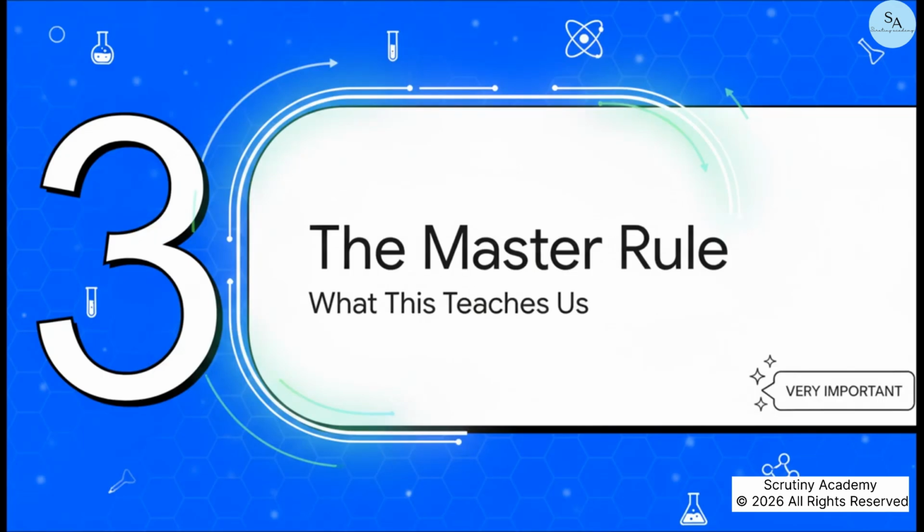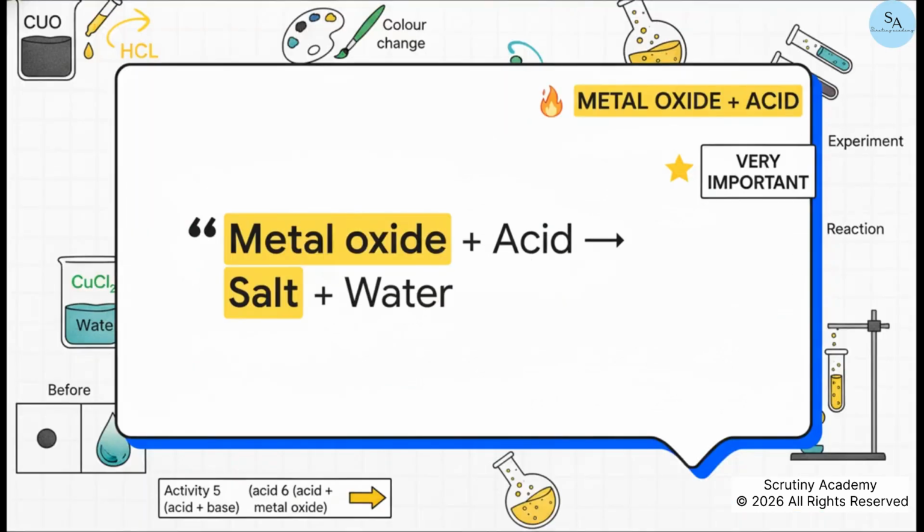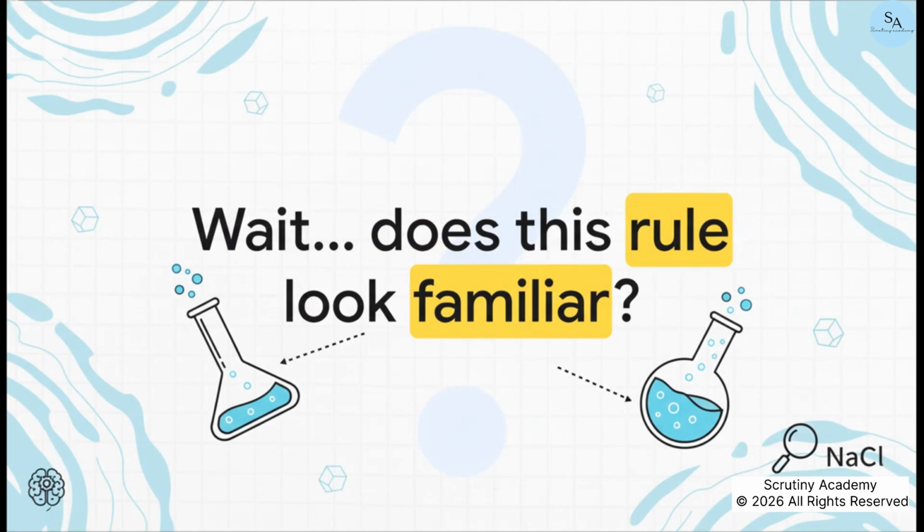Okay, so we've looked at one specific example. But science is all about finding the general rules, the patterns. So what's the big lesson, the master rule that this experiment teaches us? Here it is. This is the golden rule. Whenever any metal oxide reacts with any acid, you can bet the products will always be a salt and water. It's a predictable pattern. But wait a minute.